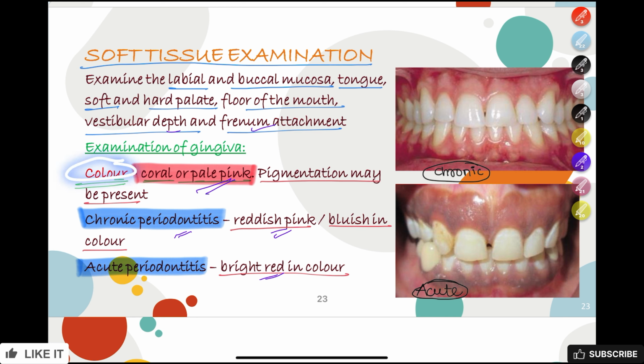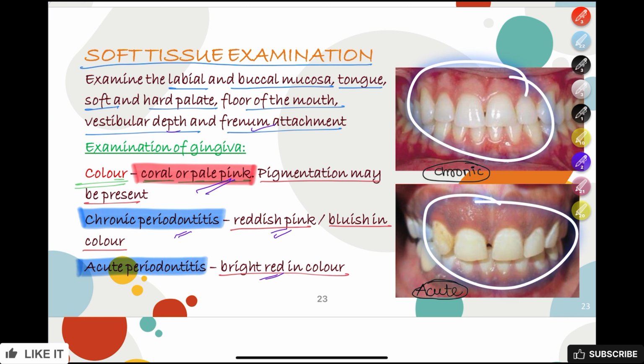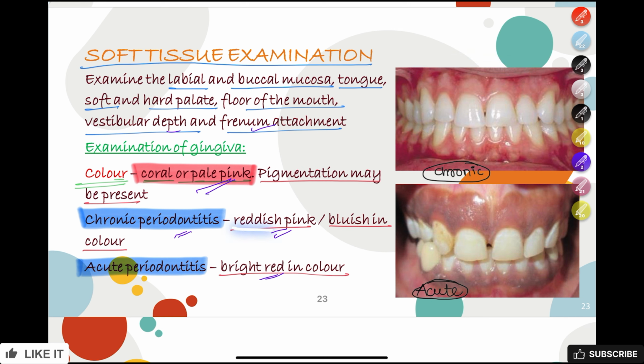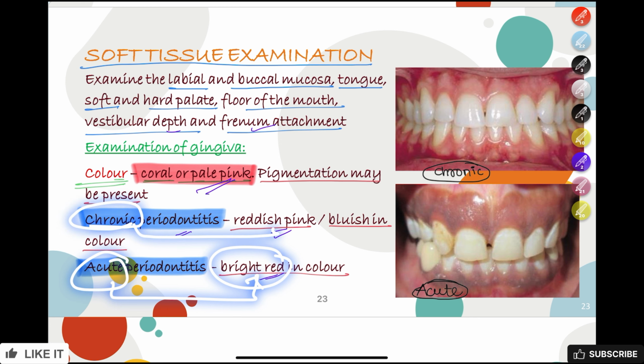The color of the gingiva: the normal color of gingiva is coral or pale pink. Pigmentation may be present. As you can see, it is coral or pale pink. In chronic periodontitis, it becomes reddish pink or bluish in color, and in acute periodontitis, it becomes bright red in color. So in acute periodontitis, how will it appear? Very bright red, and in chronic periodontitis, it will appear reddish pink or bluish in color.